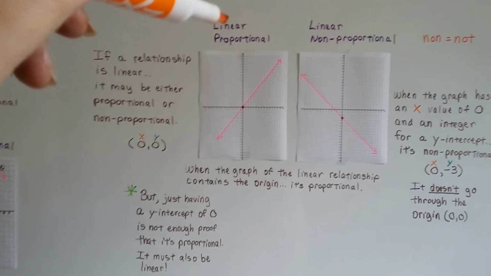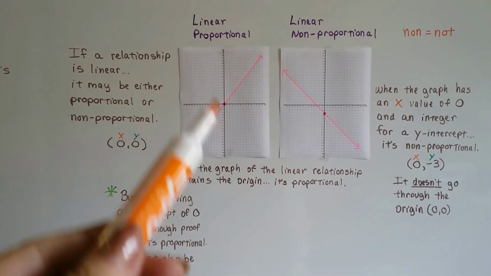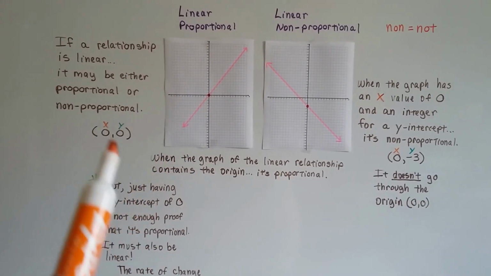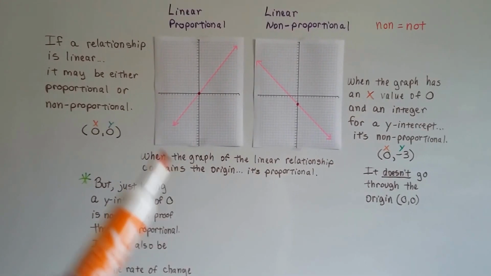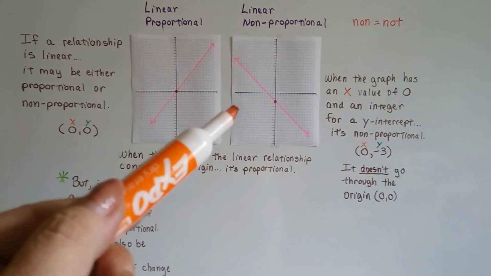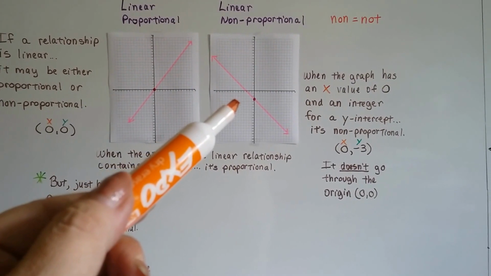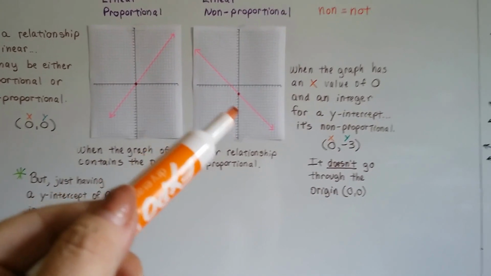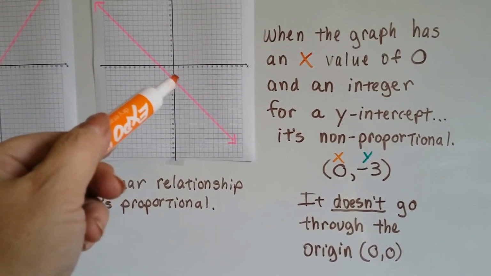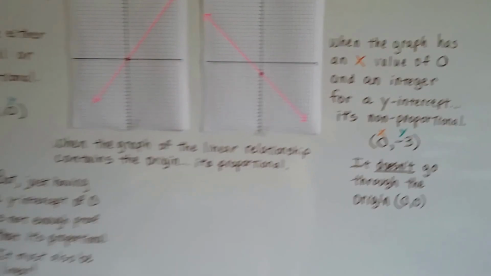If it's linear, it could be either or. And the way to tell is, if it's proportional, it goes through the origin, the 0, 0, like we said in the last video. When the graph of the linear relationship contains the origin, the 0, 0, it's proportional. And when the graph has an x value of 0 and an integer for a y-intercept, it's non-proportional. This one has a y value of -3. See? It doesn't go through the origin, so it's non-proportional.